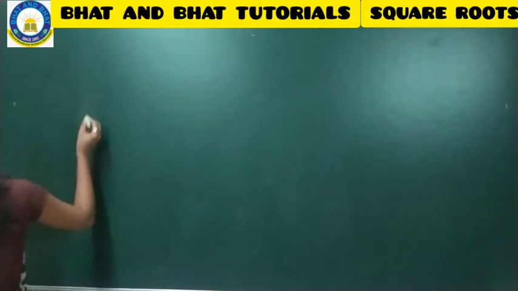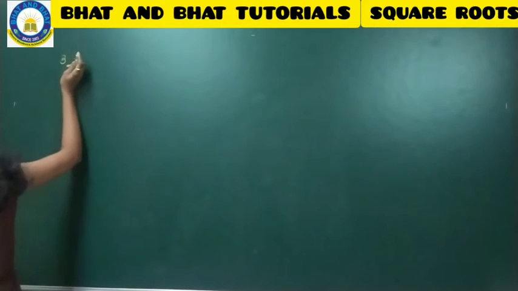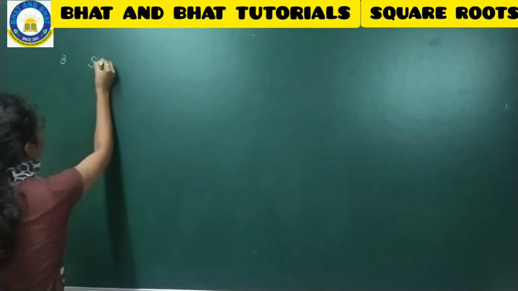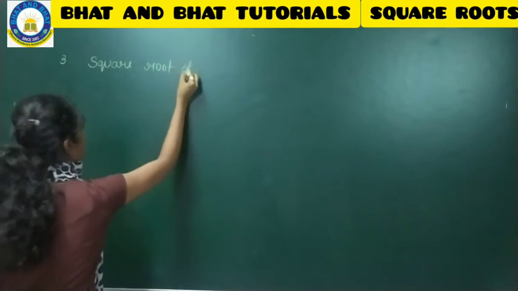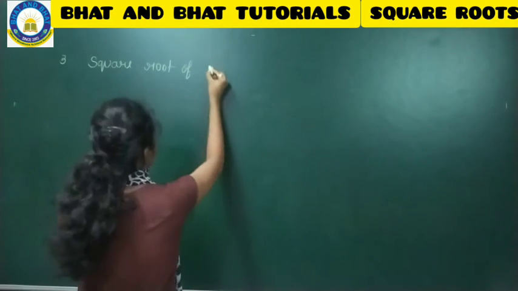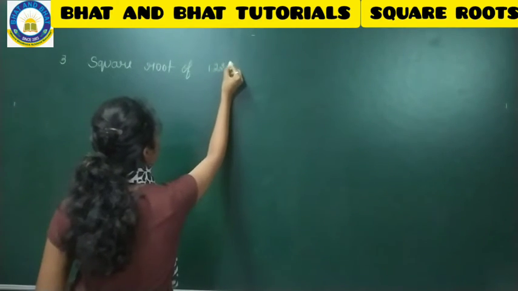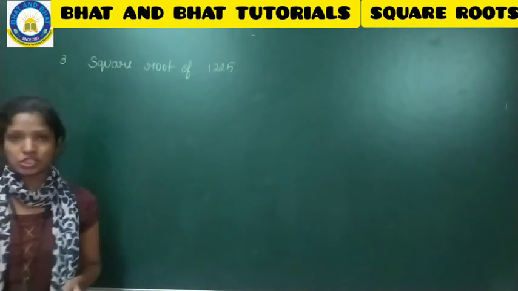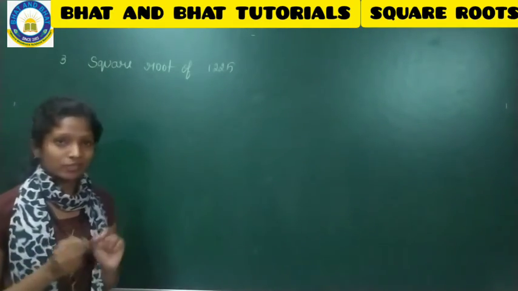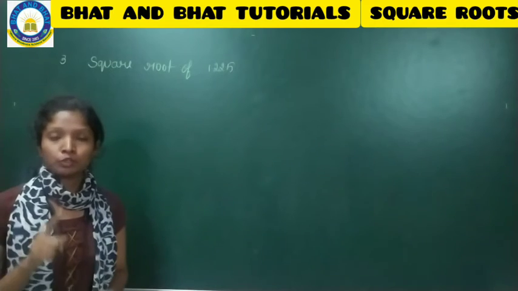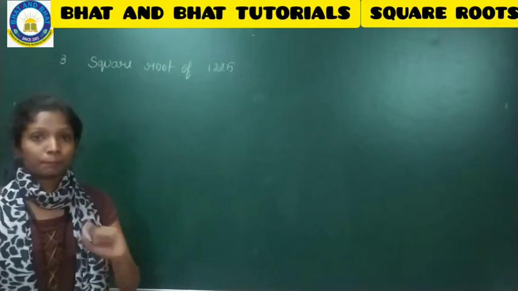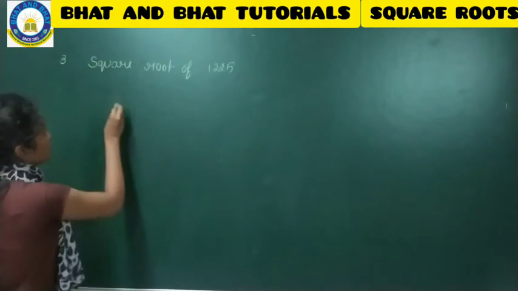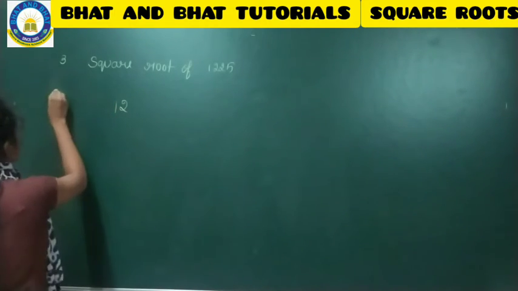The third problem is like this. Find the square root of 1225. So this is your question. See the question where you have to find the square root of the number 1225. Either you can go with prime factorization or division method, but you have to find the square root. So we'll just see that in the solution part.